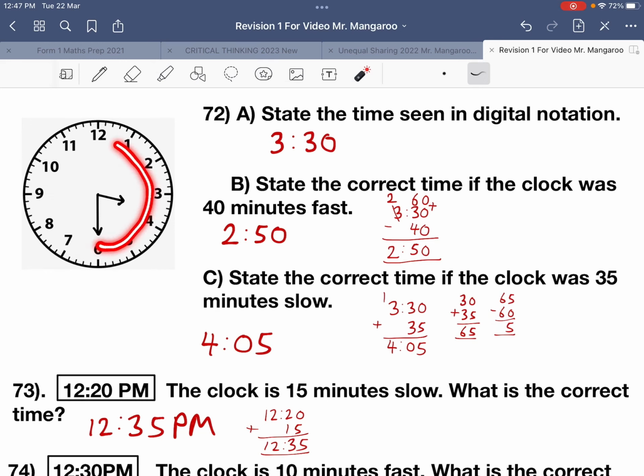C. State the correct time if the clock was 35 minutes slow. So if it's slow, we have to add 35 minutes, which will bring us to 4:05. Let's check the working. So 30 plus 35 will give us 65, but we can't write 365. So we have to take away that extra 60 minutes or that extra hour, add it here, that will give us 4, and the remaining 5 minutes we put it here.